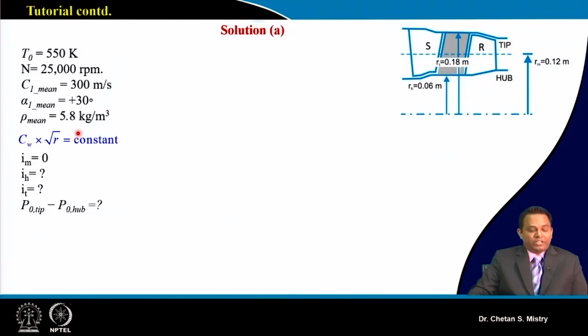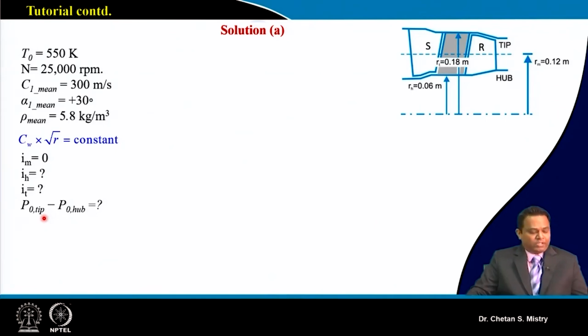Density at the mid station is given, and my whirl variation is not a free vortex kind of configuration. Here it is given Cw into square root of R equal to constant. The incidence angle at the mid section is 0, and we need to calculate the incidence angle at the hub and the tip. We also need to calculate the total pressure difference. So this is a different kind of numerical where we are looking for other properties.